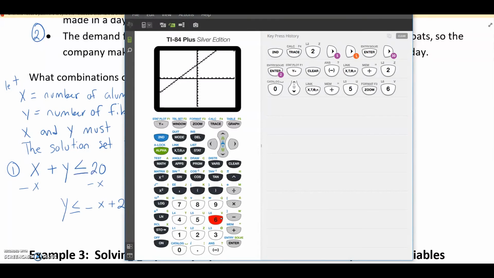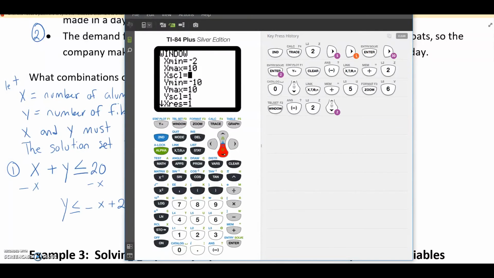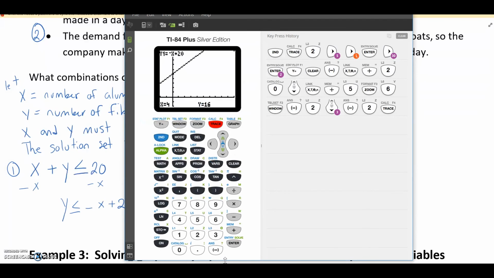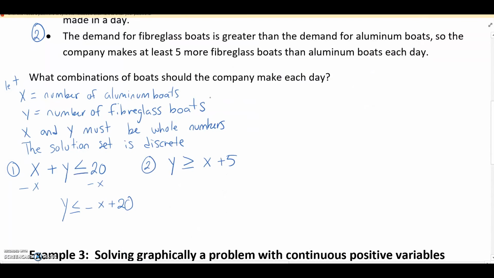Now I can only see one of them, so let's change our window. And if I change it back to where I was, let's use negative 2 just so we can see. And hit trace. That makes things a little bit better, but I still can't see the other one. So how do I know how big to make this, right? Well, oh, that's why. 20, not 2. Let's change that in there.